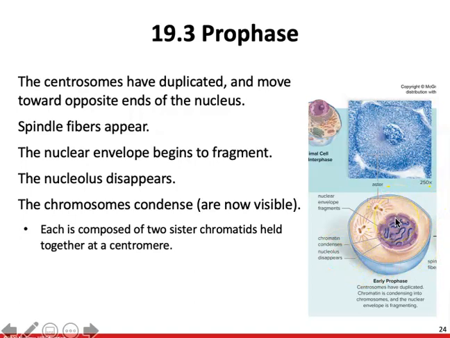The nucleolus is going to disappear, the chromosomes are going to condense, and those chromosomes are going to each be composed of two sister chromatids that are held together at the centromere.